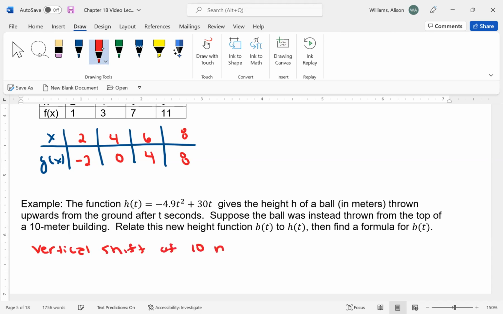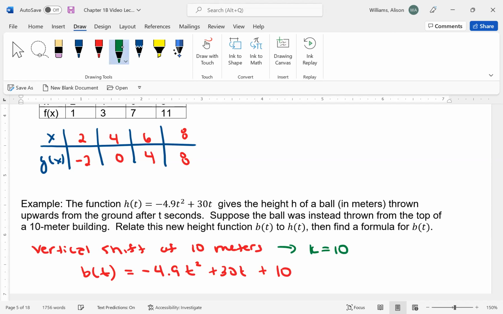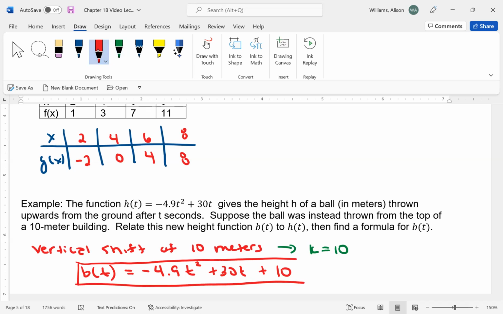which means if I want to say what happens to the equation, I would create a new equation based on the building now, which they called b of t, and that's going to be negative 4.9 t squared plus 30 t, and then I'm going to add 10 because 10 is basically behaving like k in a vertical shift. So I just add 10 to the original function. And it is that simple. There's no like terms to combine. So that's actually the answer. If there were like terms, I would add those together. But there you go. That's how that vertical shift would look.